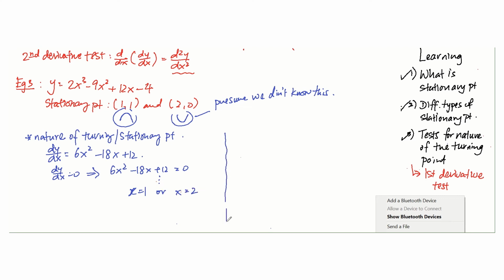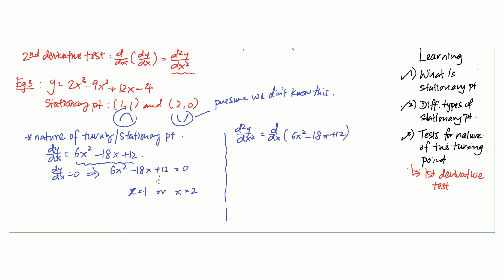Now, with the second derivative test, we need to find out what is d²y/dx². That means I need to further differentiate my dy/dx, which in this case, for a head start, you can write this down. It's very easy. You notice that this is just 12x - 18. So what do I do next? The next part I'll do is sub the x value of the stationary point into my d²y/dx².